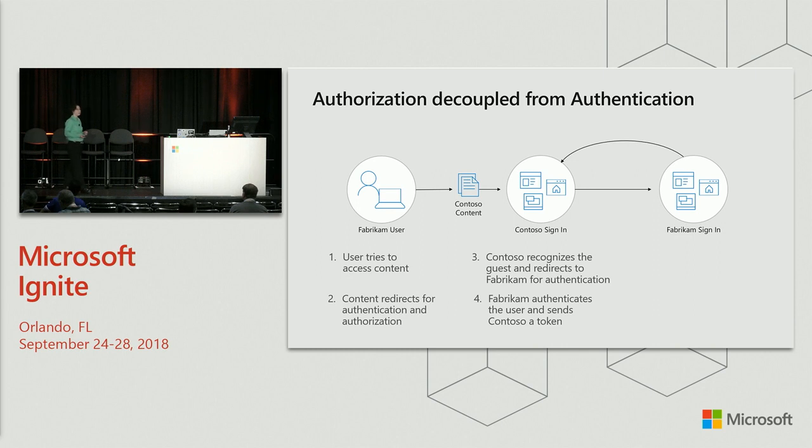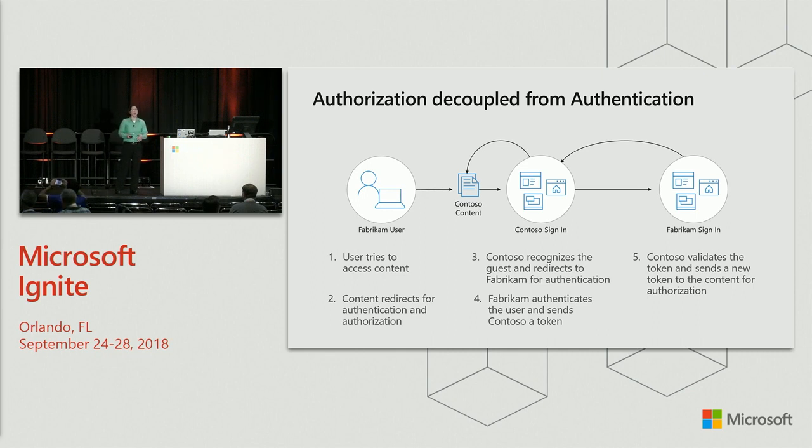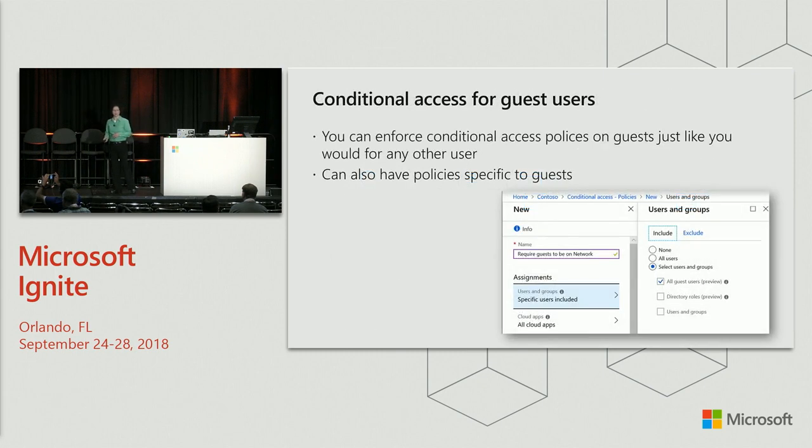And then Contoso uses that to look up that user and what access they should have and sends a token to the content with their authorization. So that decoupling of the responsibilities is a really powerful thing that really only B2B in Azure Active Directory can give you. The other thing that's really powerful from a security standpoint is conditional access.